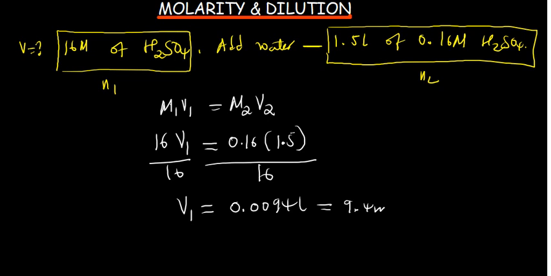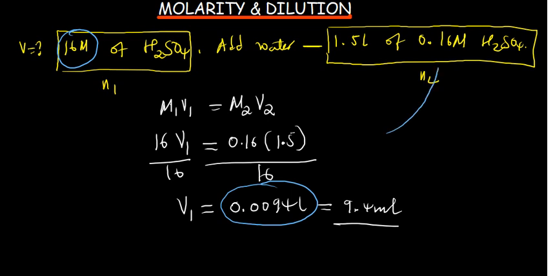So how do these terms relate? You see that if the concentration is high, the concentration is 16, the volume is so small, 0.0094. But when the concentration is small, 0.16, the volume is much bigger. So when one moves up, the other one moves down. When one increases, the other reduces. This is about the dilution equation.